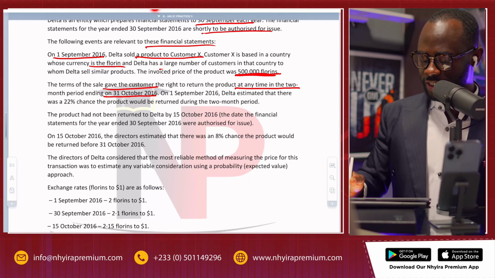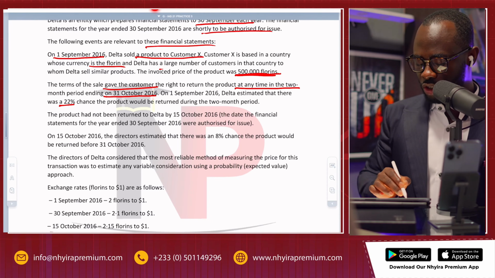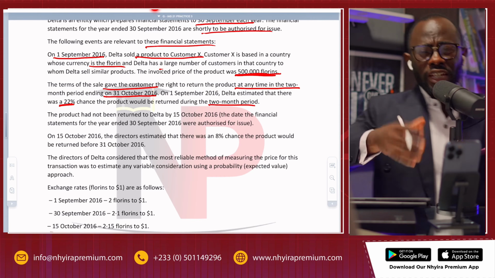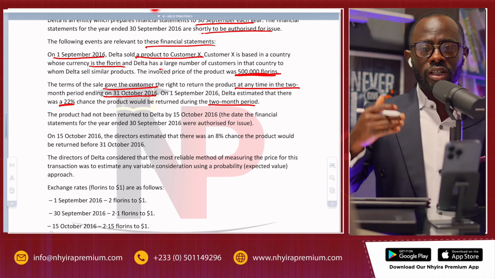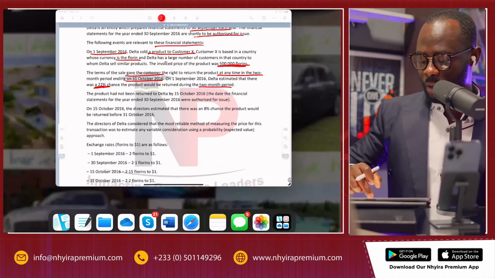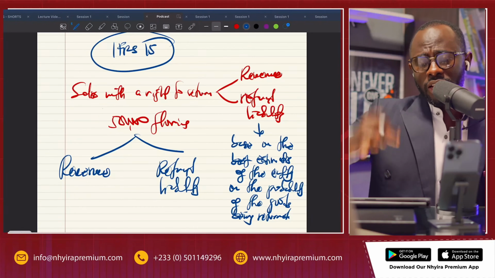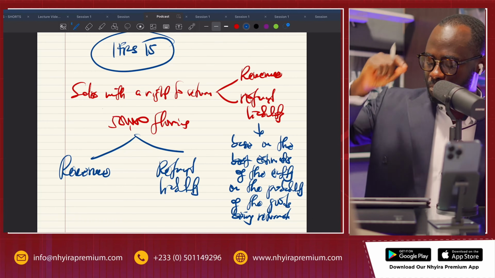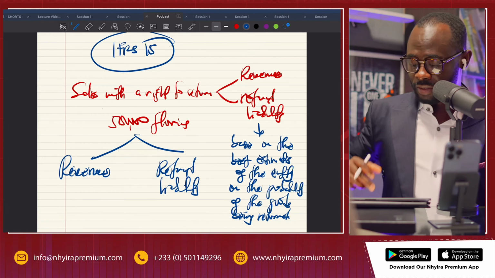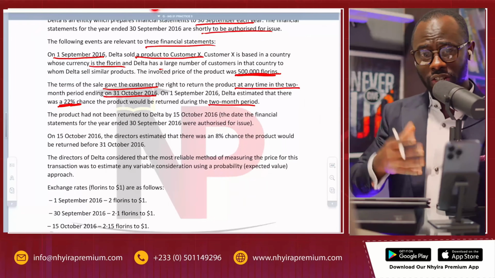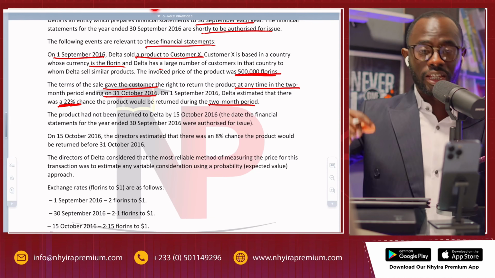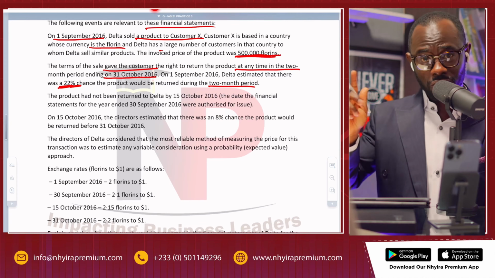On 1st September 2016, Delta estimated that there was a 22% chance the product will be returned during the 2-month period. So on the date that they made the sales, the entity estimated that there is a 22% chance that the goods will be returned. Remember, I told you that the refund liability is based on the best estimate of the entity on the probability of the goods being returned by the customer. So at the date of the sales, which is the 1st September 2016, the entity has estimated that there is a 22% chance that the customer will return the goods. But let's continue to read.